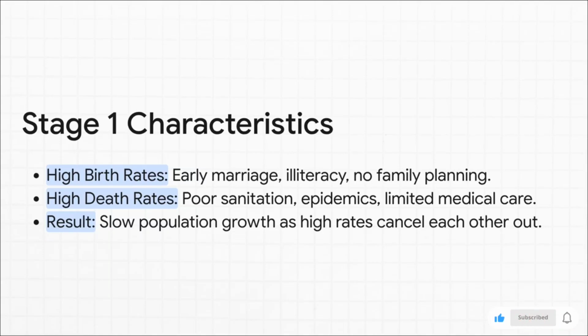Well, on one hand, you have incredibly high birth rates. Think early marriages, no family planning. But on the other hand, you have tragically high death rates from poor sanitation, disease, you name it. And the result? They basically cancel each other out. So the population is either stable or grows really, really slowly.